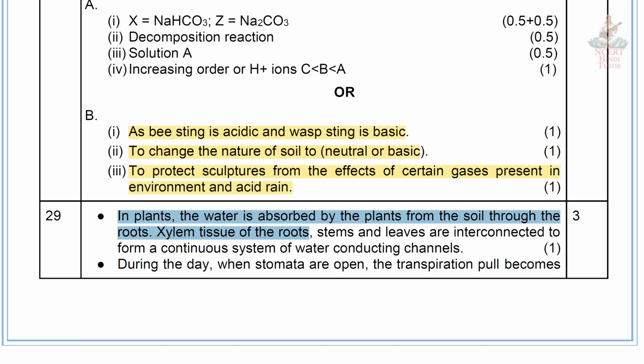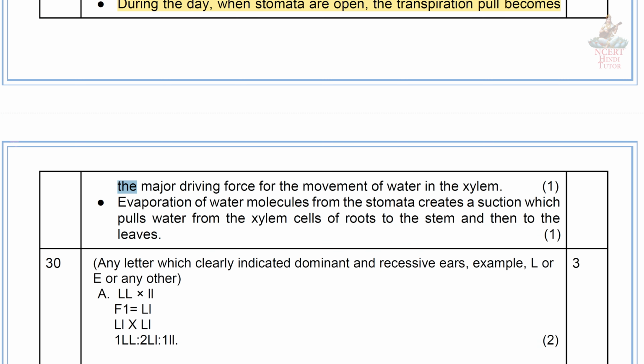Xylem tissue of the roots, stems, and leaves are interconnected to form a continuous system of water conducting channels. During the day, when stomata are open, the transpiration pull becomes the major driving force for the movement of water in the xylem. Evaporation of water molecules from the stomata creates a suction which pulls water from the xylem cells of roots to the stem and then to the leaves.